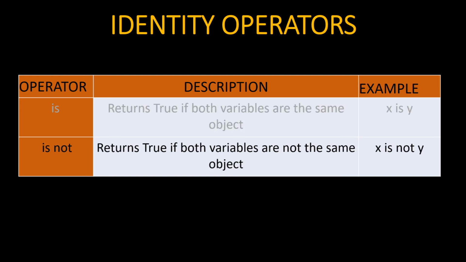Okay, and our next is is not. The is not operator returns true if both variables are not the same object, like x is not y. I hope you're getting the point of identity operators. So let's take a look at the is and is not operators in detail in Spyder.